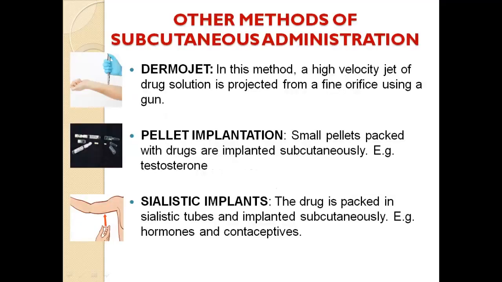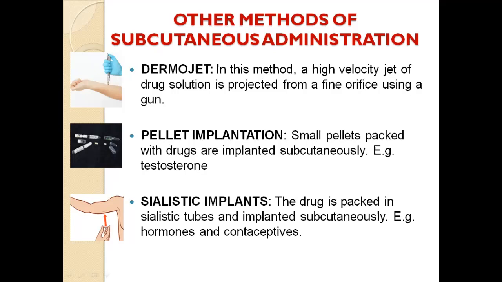What are the other methods of subcutaneous administration? One is dermojet. In this method, a high velocity jet of drug solution is projected from a fine orifice using a gun. So here what is happening? There is no needle here. Because of the high velocity, the drug is directly injected into the skin and it goes into the subcutaneous tissue from where it is being absorbed.